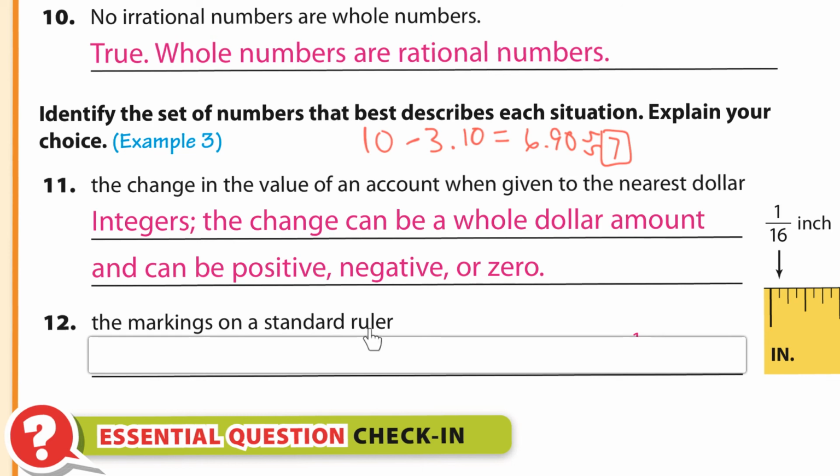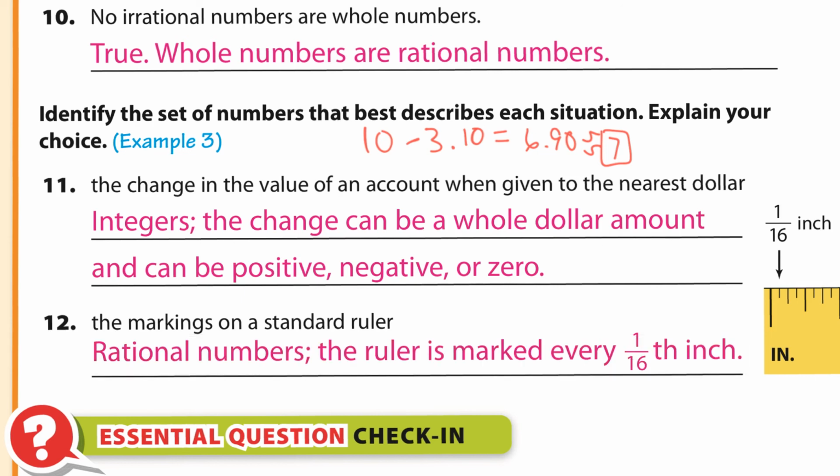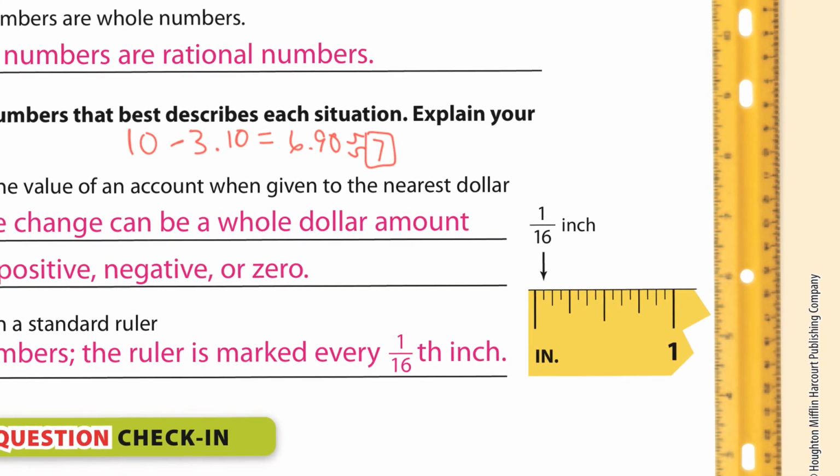The markings on a standard ruler. Well, you can have 4.5 feet or 0.75 feet or something. So that sounds like a rational number to me. Rational numbers. The ruler is marked every 1/16 of an inch. That is true. Oh, we have this here, right? So yeah, every 16th of an inch right there.